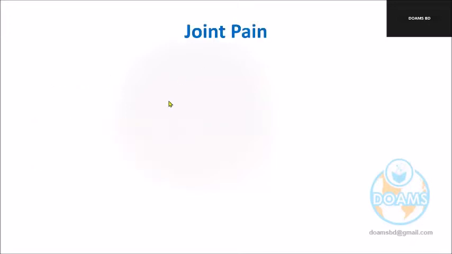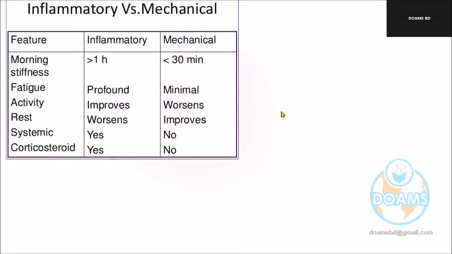And just now a little bit about the joint pain. This is the main part of musculoskeletal system disease. Whenever we come across joint pain, we can think of arthritis. But remember, joint pain solely is not the feature of arthritis.